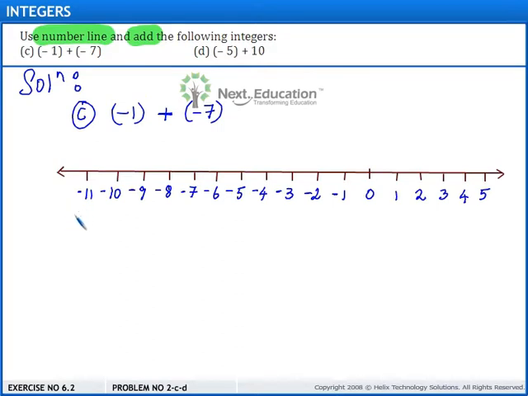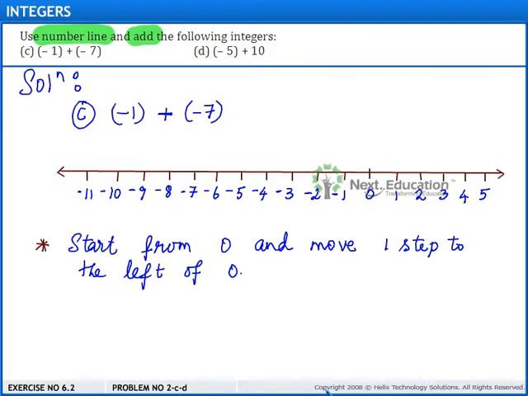Let us consider the number line. To add -1 and -7 using the number line, the first step would be to start from 0. Since we have -1 here, we need to move one step to the left from 0. So we will reach -1.